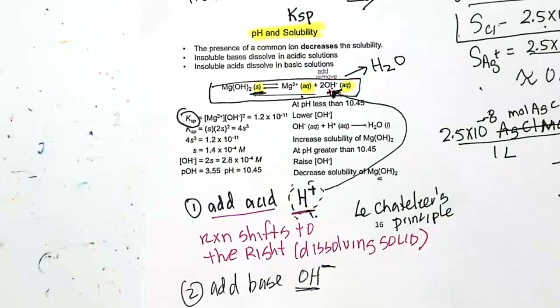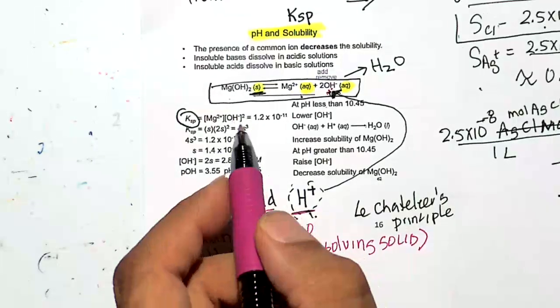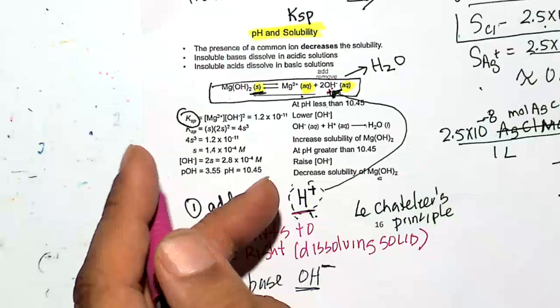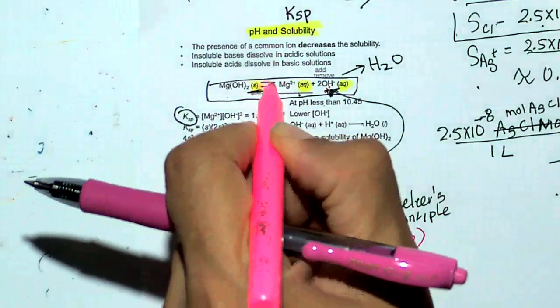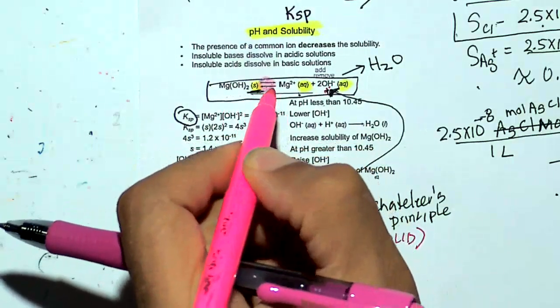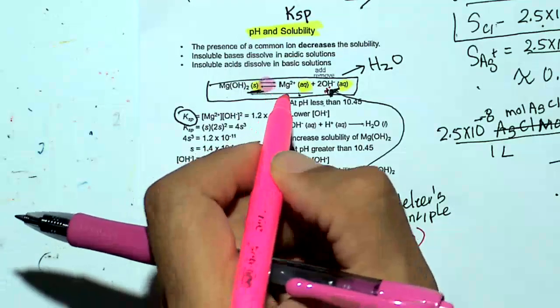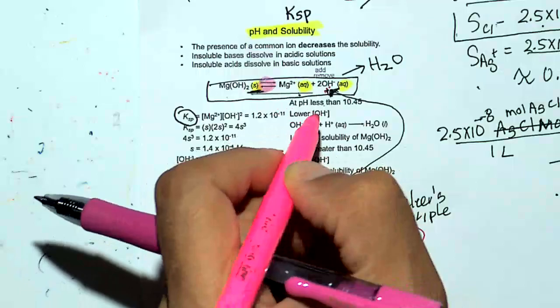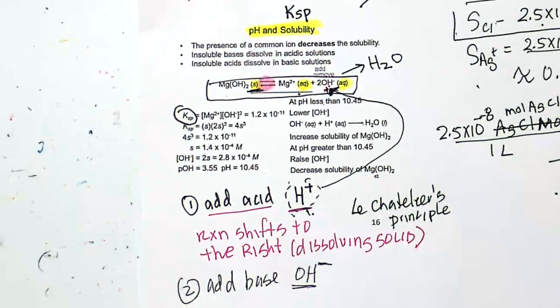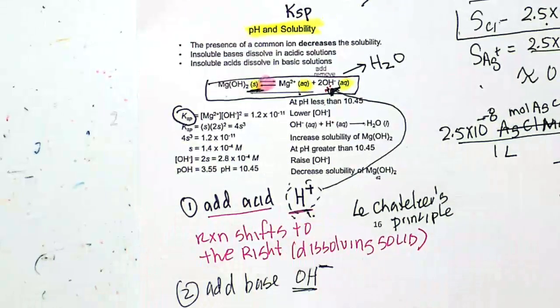Remember what Le Chatelier's principle states. The reaction will shift to the side to offset your disturbance. There's really three ways you can disturb an equilibrium reaction. What are those three ways? Add product or add reactant, change the temperature, or change the pressure if you're dealing with gases, but we're really not dealing with gases. So if you add OH-, the reaction will shift to the left.